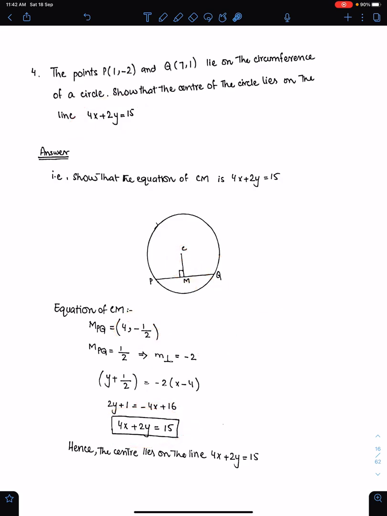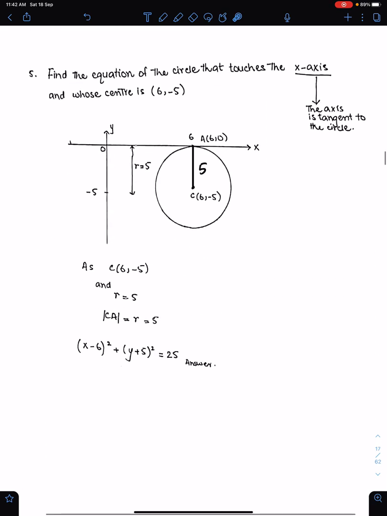So in fact, we had to show that this is the equation of this bisector, because the question is: the points P and Q lie on the circumference of the circle, show that the center of the circle lies on this line. Therefore we had to show that this is the equation of the perpendicular bisector of PQ, because center always lies on the bisector of the chord. Next example.